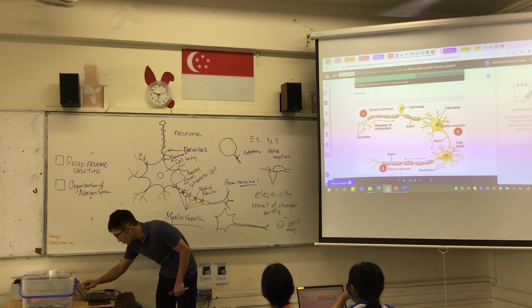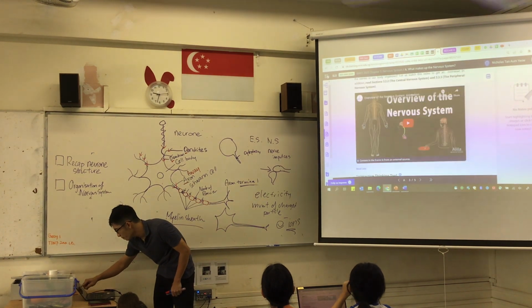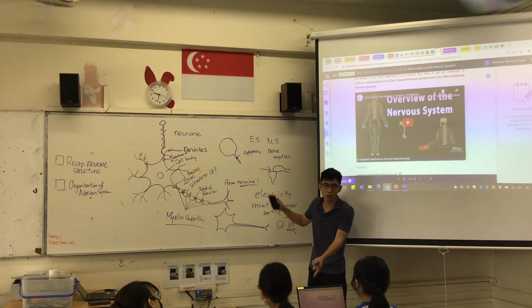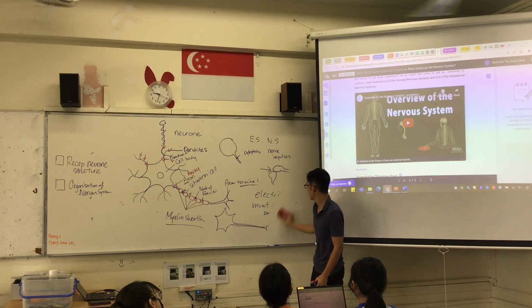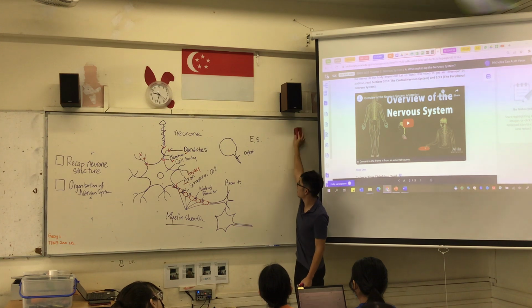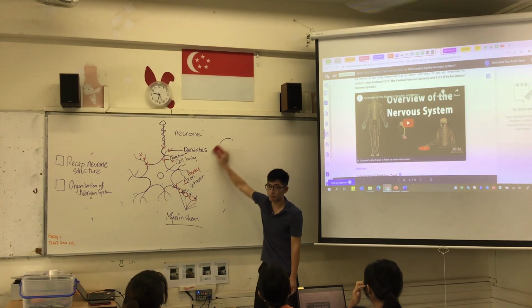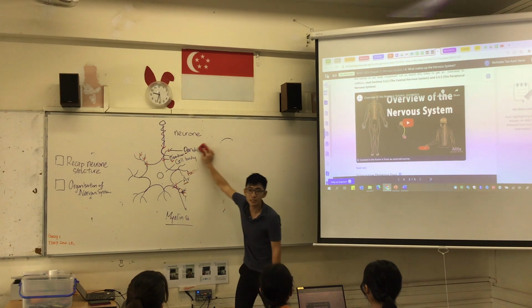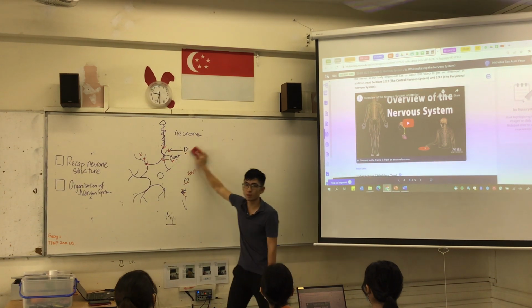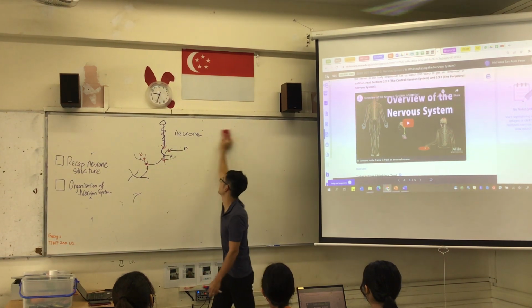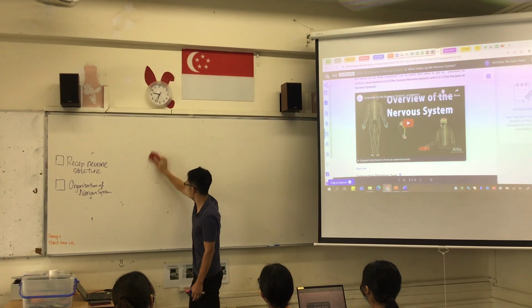So, since Ms. Ng has done this, let's go to the next section. The next section, we talk about how all our neurons are organized. Ms. Ng went through the divisions of the nervous system. Central nervous system, peripheral nervous system, autonomic, somatic. Goodness.